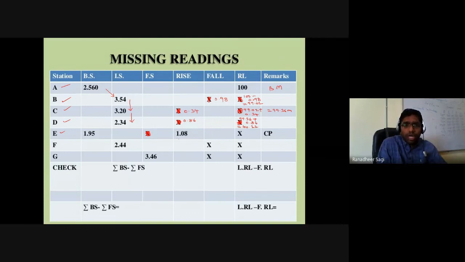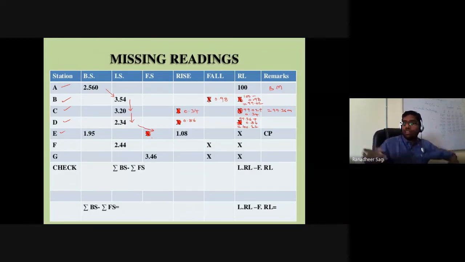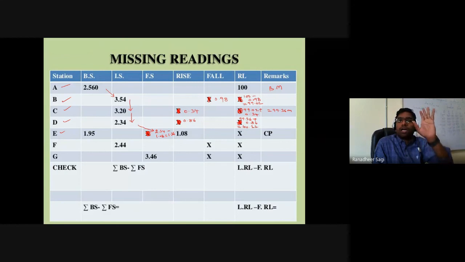Next, moving on to point E, I have foresight data missing here. Now, what is the data I know? Rise data is known. When I say rise data is known, then automatically from the previous site reading to the next site reading, the reading is decreasing. That's the reason why your value is coming under rise. So what becomes the foresight reading here? Foresight reading here is 2.34 minus the rise value. If you have any doubt, you can check it. 2.34 minus 1.26, if I calculate, it should come to 1.08. Obviously, yes, I'm going to get the same.